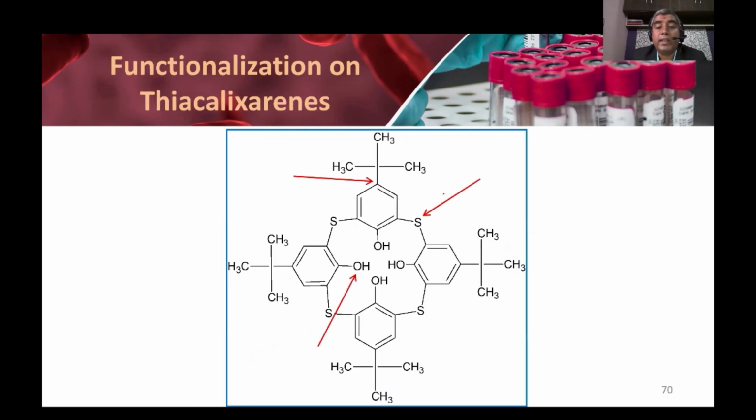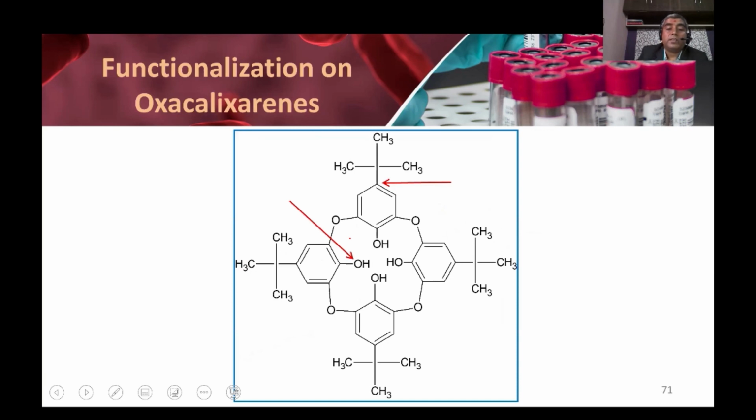Derivatization of thiacalixarene can be done at the sulfur atom, at the upper rim carbon, and at the hydroxyl group. The derivatization of oxacalixarene can be done at the upper rim carbon and hydroxyl group.